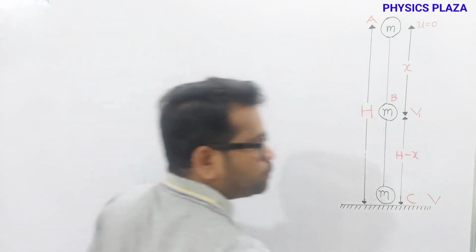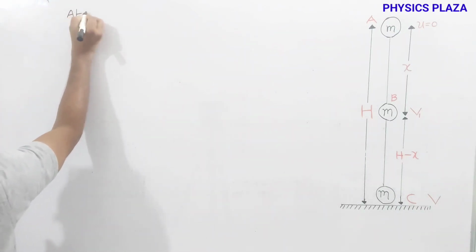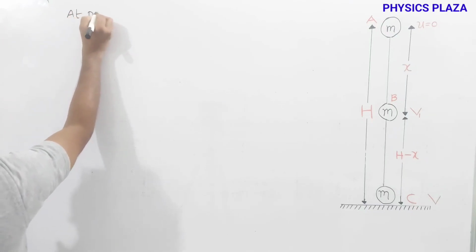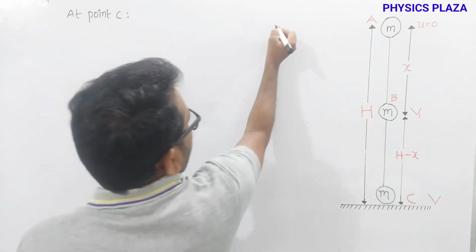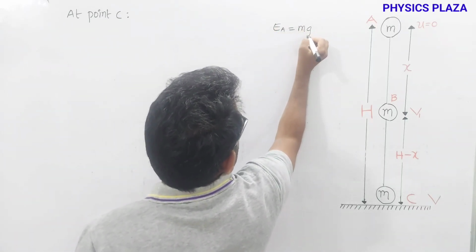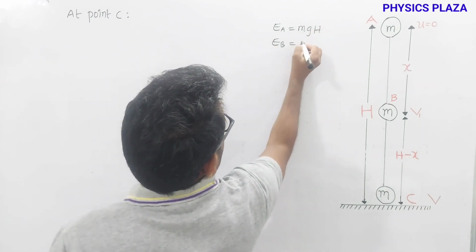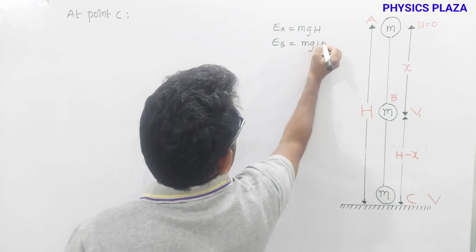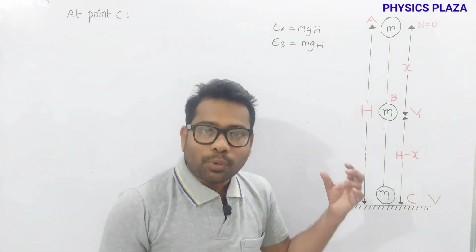Fine, children. Now let us calculate at point C. How much mechanical energy did we get at point A? At point A, we got mgh. At point B, how much did we get? Let us write here, mgh only. Now let us see what the energy is going to be at point C.